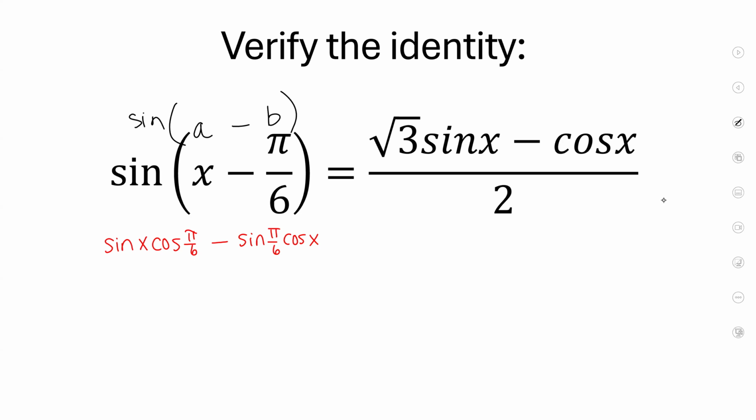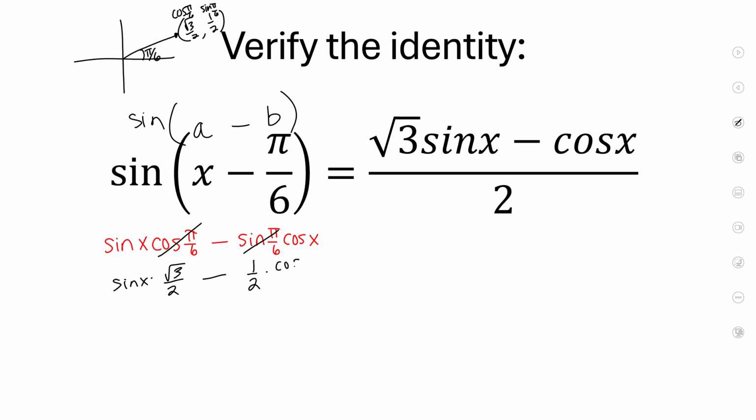Using your knowledge of the unit circle, this is my unit circle. Pi over 6 is right here. And what are the coordinates at pi over 6? Square root of 3 over 2 and 1/2. So this is the value of cosine at pi over 6, and this is the value of sine at pi over 6. So instead of writing cosine pi over 6, I can write square root of 3 over 2 times sine x. Minus sine at pi over 6 is just 1/2 times cosine x.